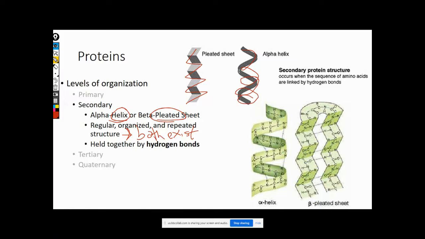So if I have a polypeptide that is 1,000 amino acids long, okay? The first 100 might be an alpha helix, so I might have nice little twirls, okay? Then the next 100 may be kinks, and then the next 100 we may go back to twirls again, okay? So we'll have discrete sections where I would go back and forth between.